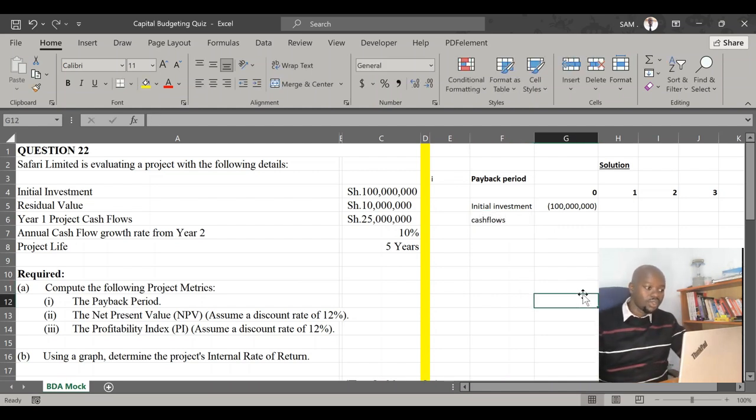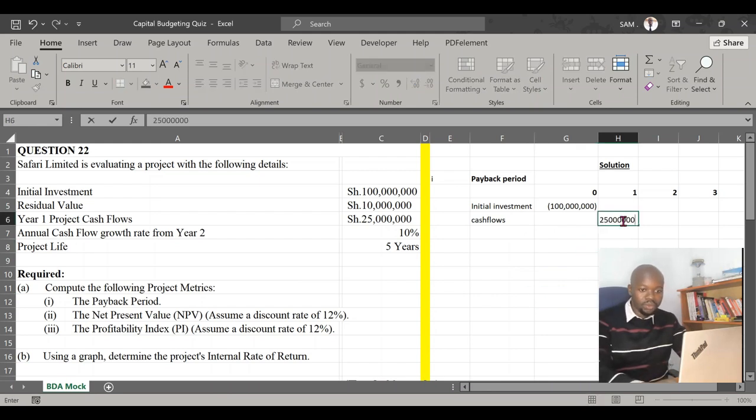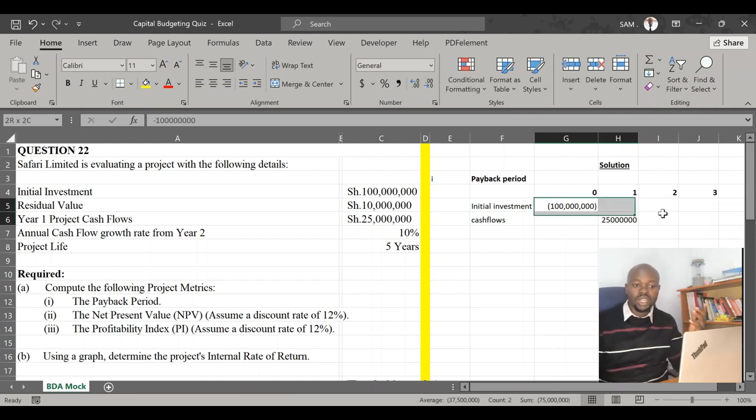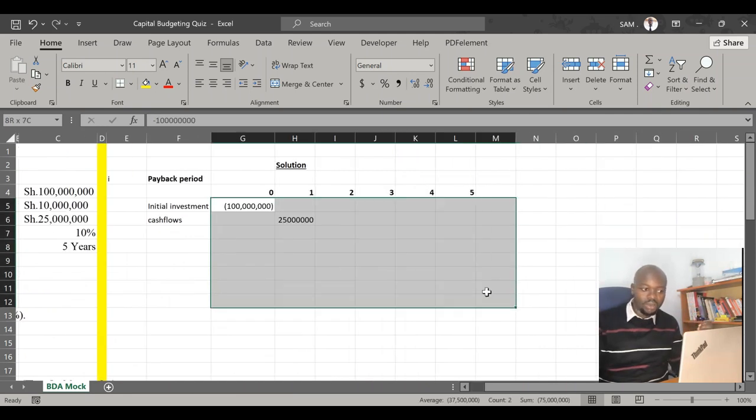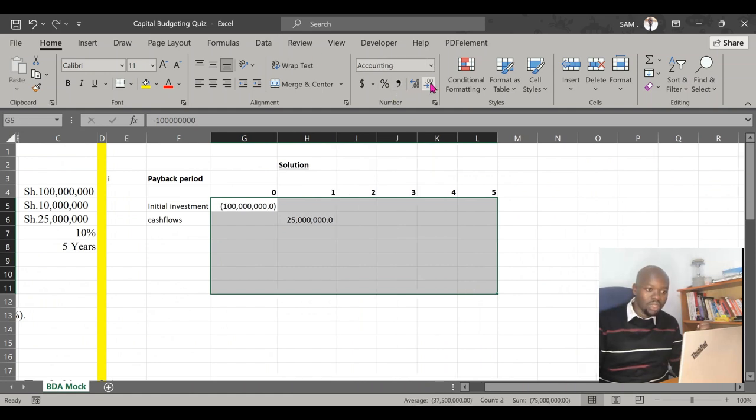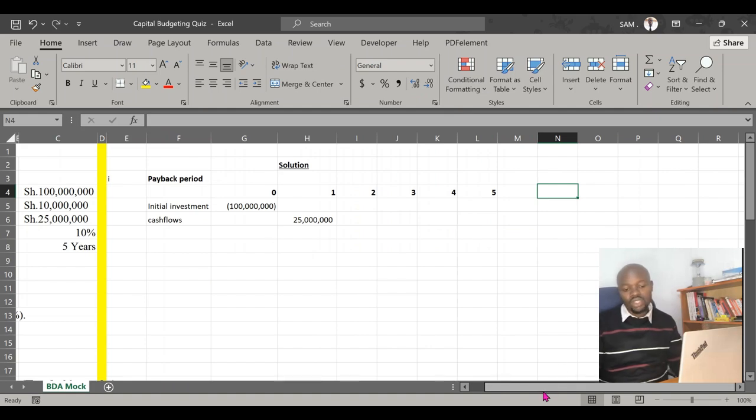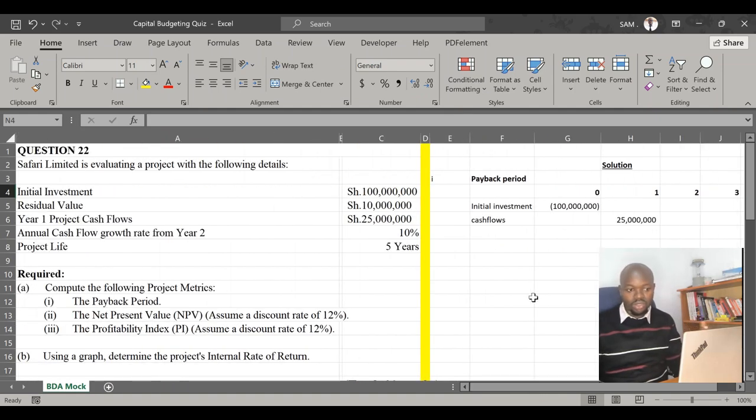Now, if you look at the cash flows, we've been given cash flow for year 1 at 25 million. So I would just use the millions because the data we are dealing with is not so wide. So we are not going to round off our figures to the nearest thousands or millions. Let's just work with the whole figures the way they've been given. So cash flow for year 1 is 25 million. And you've been told here by the examiner, annual cash flow growth rate from year number 2 is 10%, right?